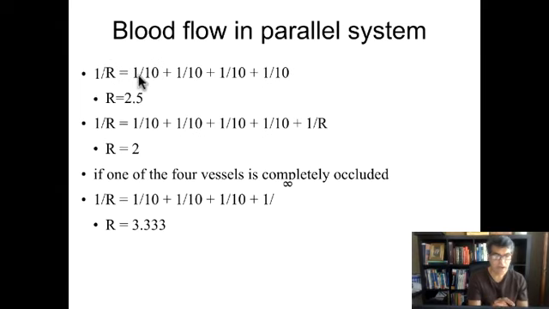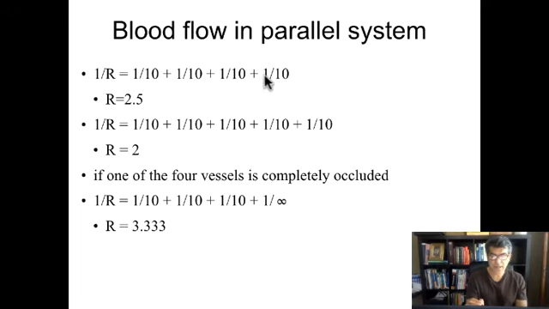However, let's say if you have 4 different vessels and one of them is going to create a clot and the resistance here is going to go up. When the resistance inside one of these parallel systems goes up and gets closer to infinity, that means blood flow is going to stop.